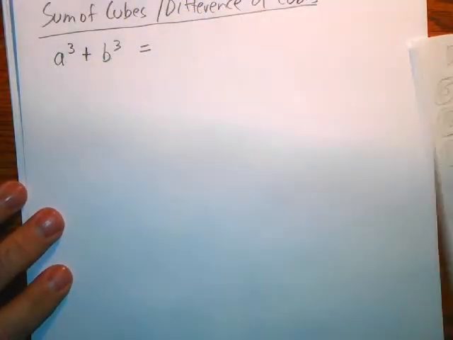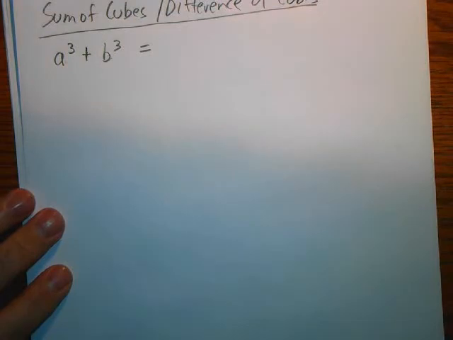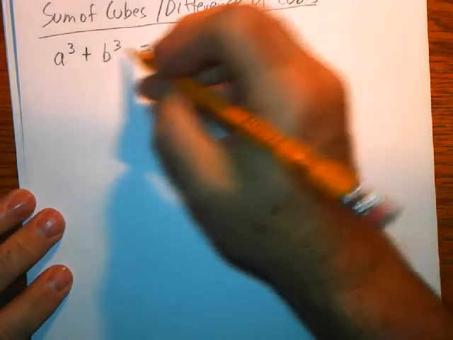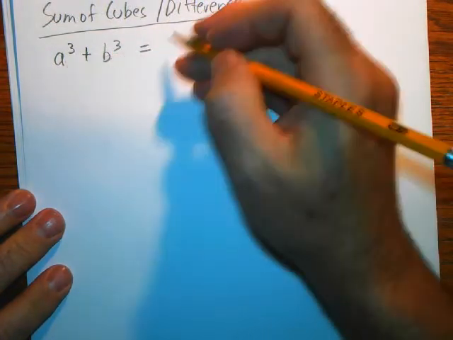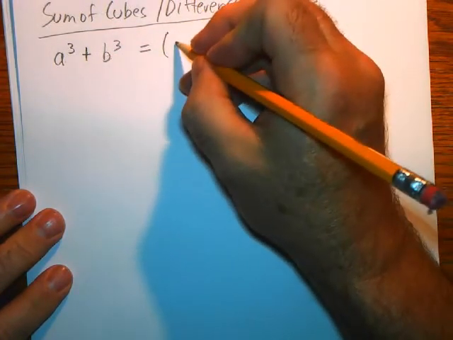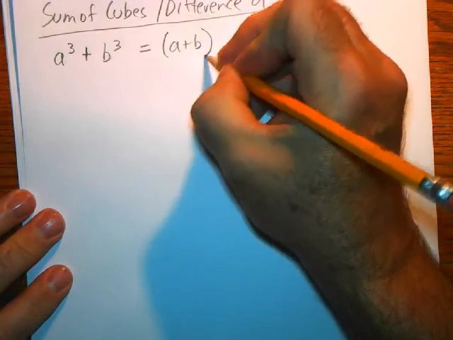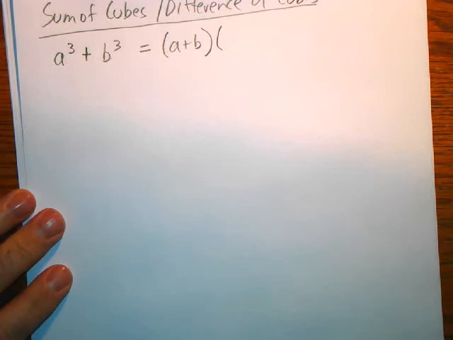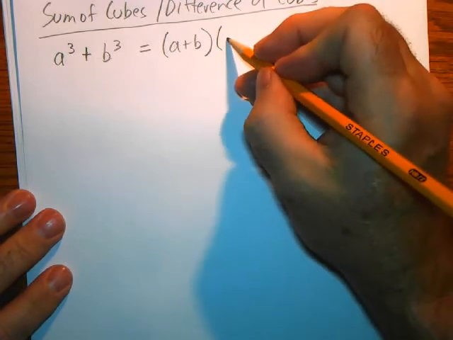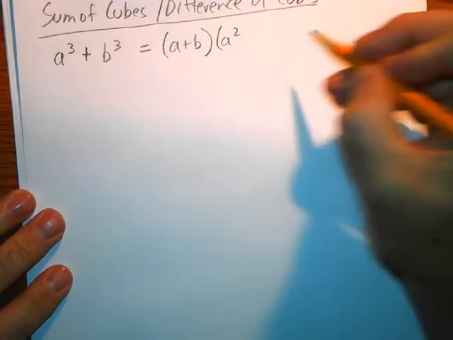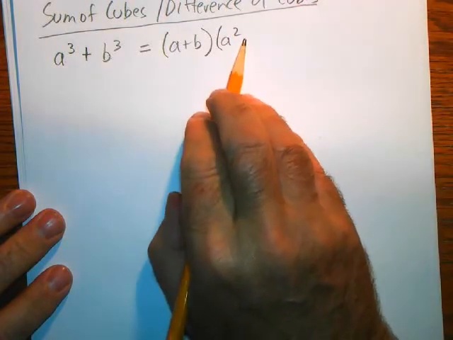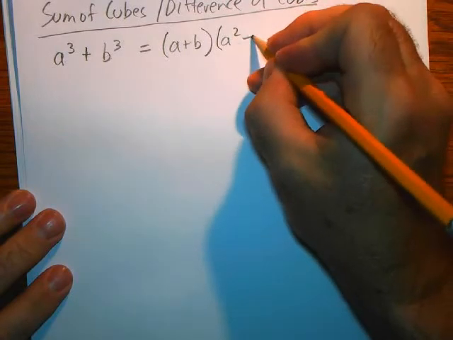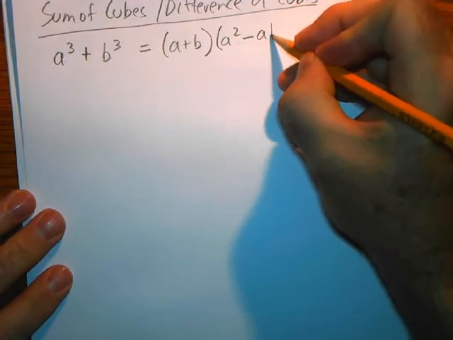So this factors, once you know what a and b are, the factors are a plus b as your first factor. That's a binomial. Your second factor is actually a trinomial, and that's going to be a squared. Whatever a is, you have to square it. And then the sign that comes next will be the opposite sign to this. So in this case, that would be a minus ab and then plus b squared. Okay, so that's the formula for the sum of cubes.